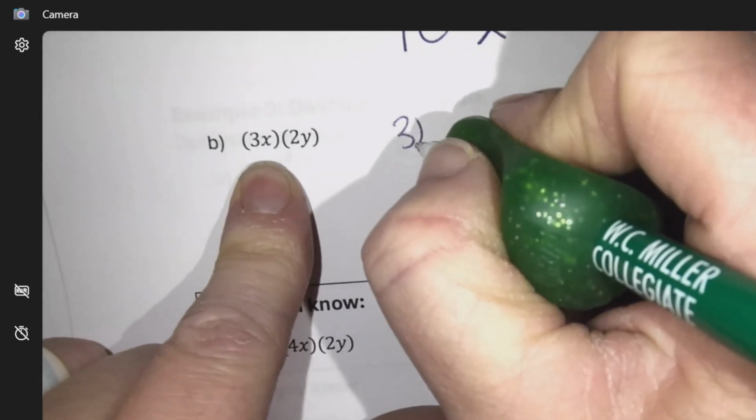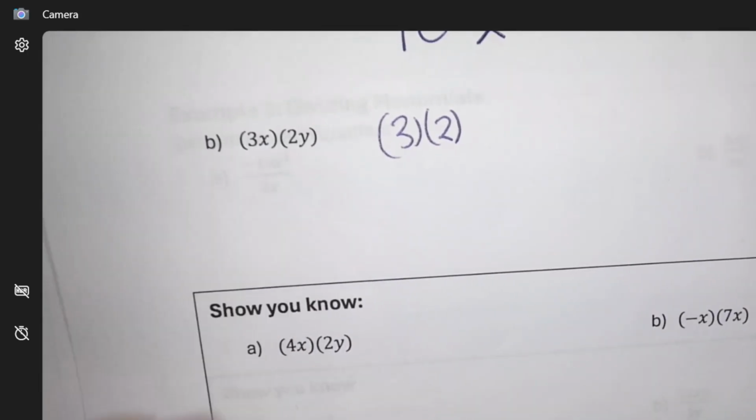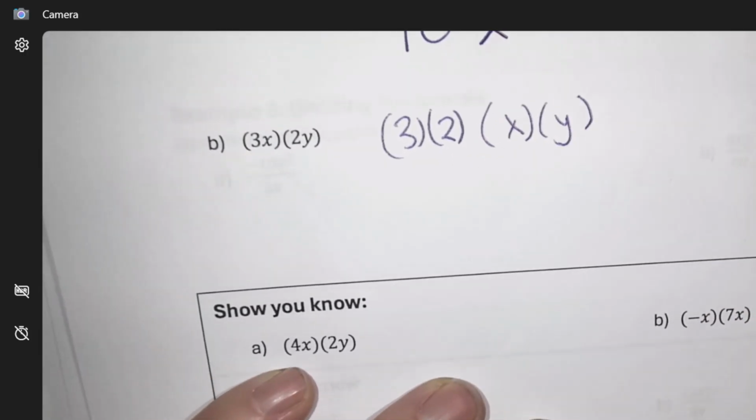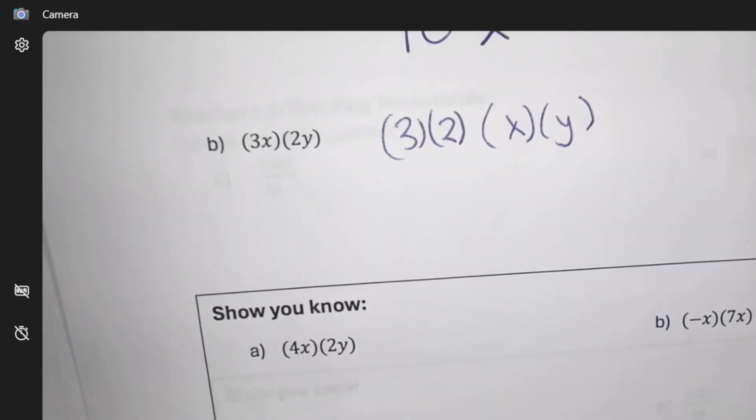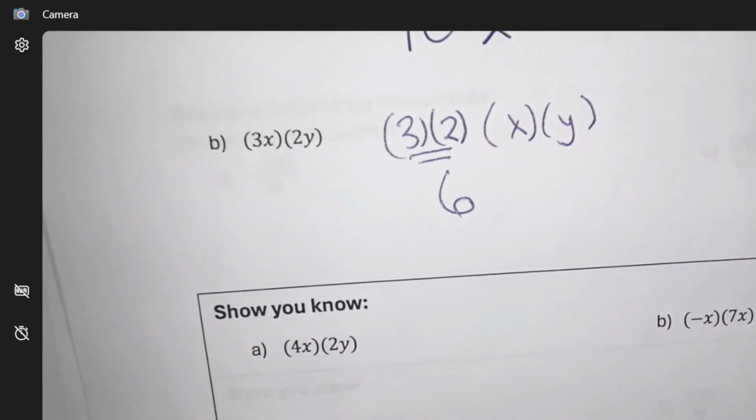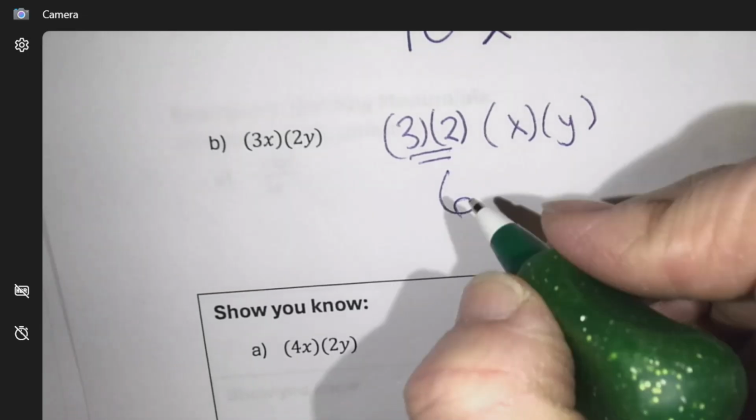Okay, ready? So if I separate my ideas on what's happening, for the coefficient, there's a 3 and there's a 2. And then what are the variable parts? So now my coefficient is 6. What happens with the variable part? Copy it. Yeah, copy it. That's it.